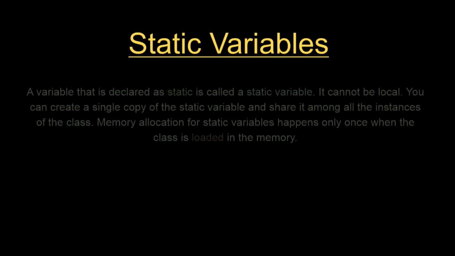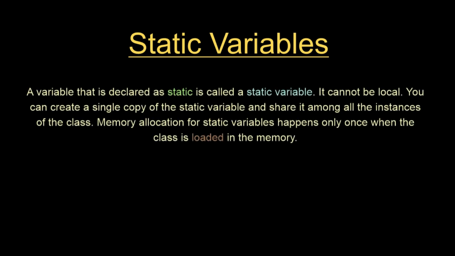Let's get to the very last one. We have the static variable. What is a static variable? A variable that is declared as static is called a static variable. Basically, when you attach static to the beginning of the type, it is called a static variable. It cannot be local. You can create a single copy of the static variable and share it among all the instances of the class.